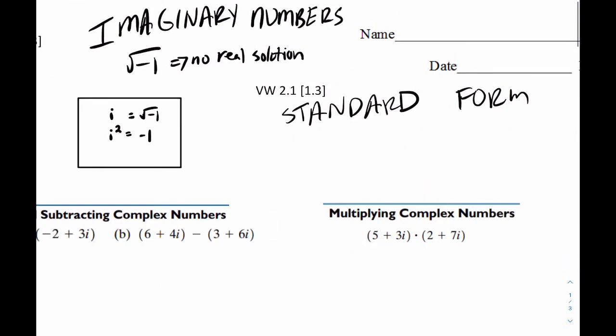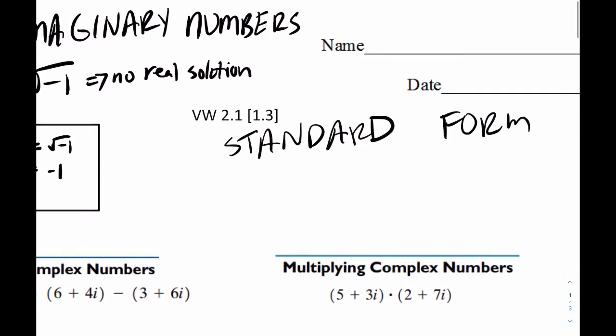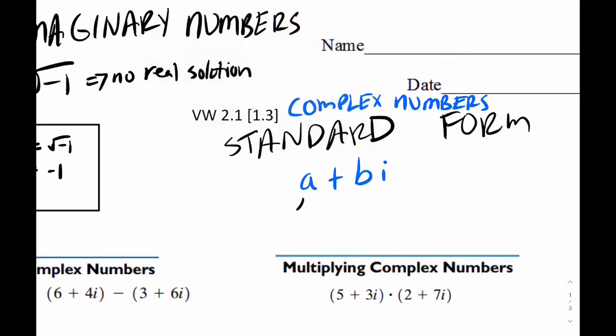Now in the realm of imaginary numbers, we often refer to them as complex numbers. So you'll see this a lot in your homework or in the book. Complex numbers have the standard form of a plus bi. Now a is going to be your real component, and b is going to be considered your imaginary component.